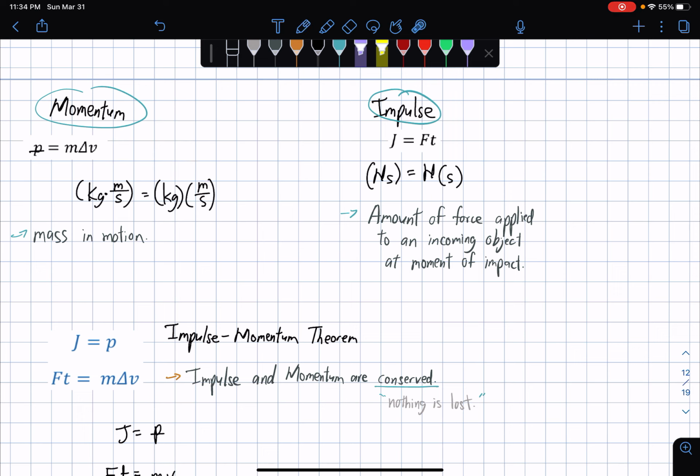Impulse, on the other hand, is abbreviated with the capital letter J. The unit is Newton seconds: Newton for force, times time in seconds.